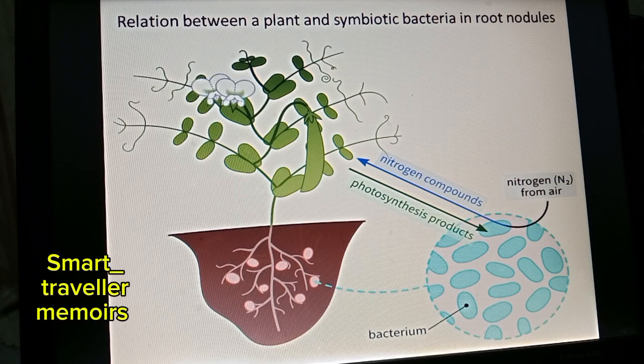As you can see, this introductory diagram. So you can see there, we have a bean seedling, then we have the nodules, root nodules. Photosynthesis is taking place, of photosynthetic products, and then we have nitrogen compounds. And also, we have nitrogen from the air there. Okay, so let's go on and see what goes on.